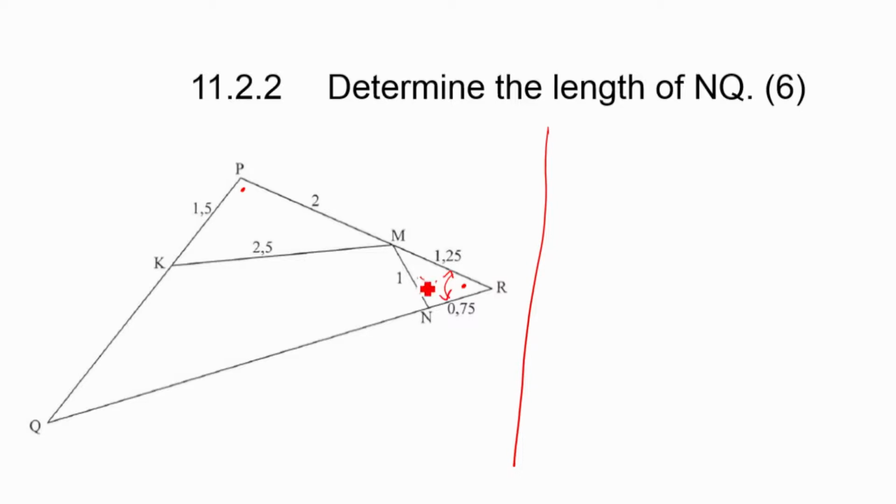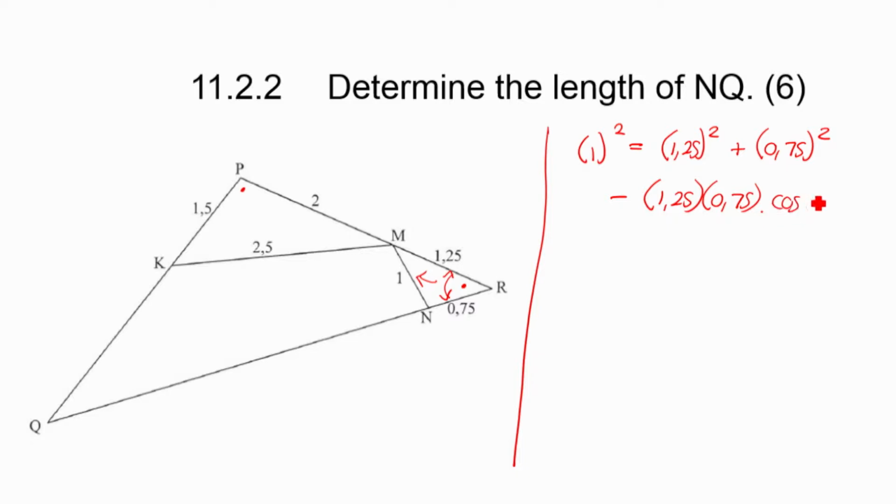So we're going to take the side across over here. So you're going to have that 1 squared is going to be equal to 1.25 squared plus 0.75 squared minus 1.25 times 0.75 times the cosine of R. I'm just going to call it R. Okay. Now we need to simplify this, which is where the issues come in.